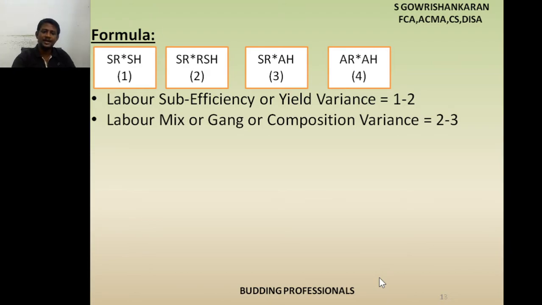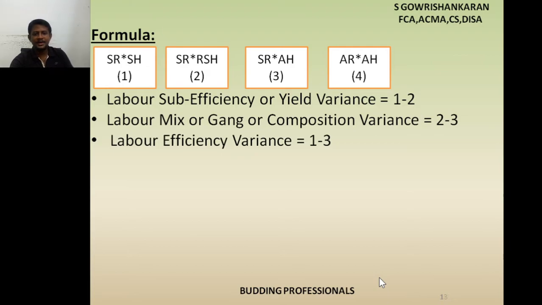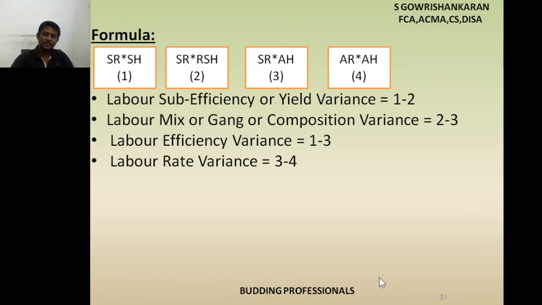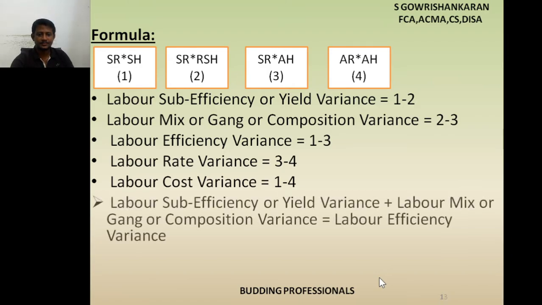Okay. Then labor efficiency variance. That is comparison between 1 minus 3. SR into SH minus SR into AH will give you labor efficiency variance. Then labor rate variance, that is 3 minus 4: SR into AH minus AR into AH. Then labor cost variance, that is 1 minus 4. 1 minus 4 means SR into SH minus AR into AH.